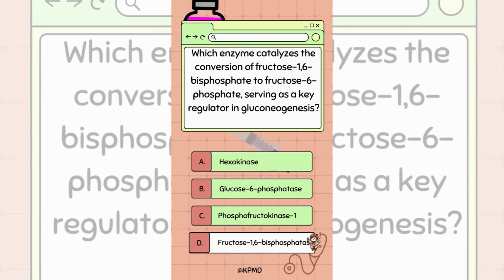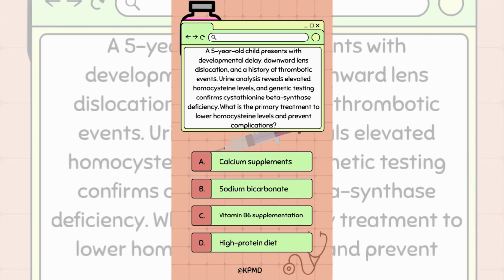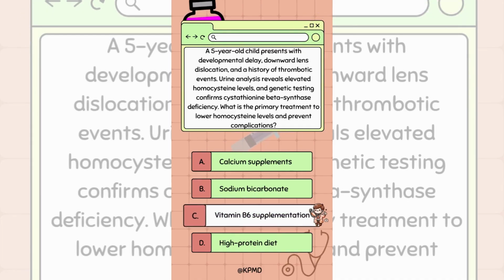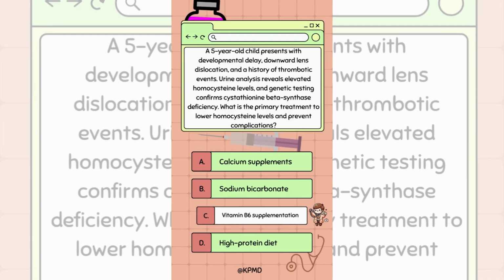1,6-bisphosphatase. A 5-year-old child presents with developmental delay, downward lens dislocation, and a history of thrombotic events. Urine analysis reveals elevated homocysteine levels, and genetic testing confirms cystathionine beta synthase deficiency. What is the primary treatment to lower homocysteine levels and prevent complications? It's C. Vitamin B6 supplementation.